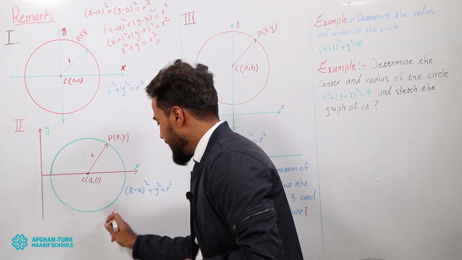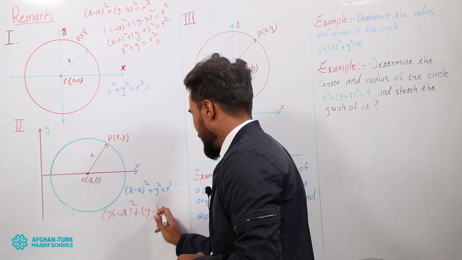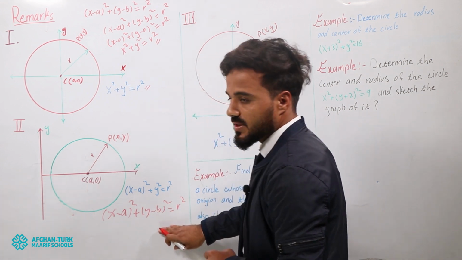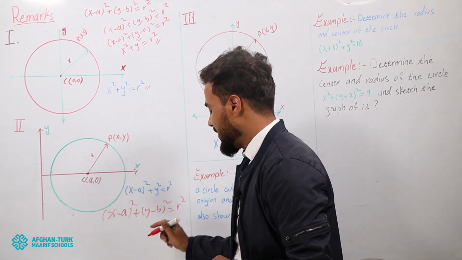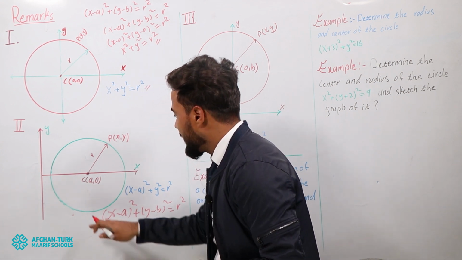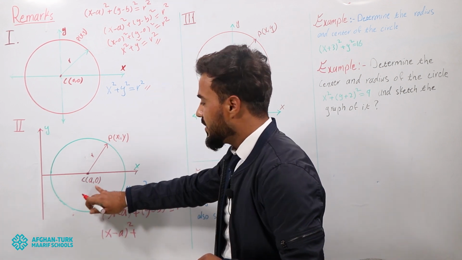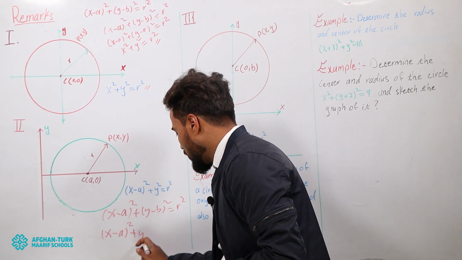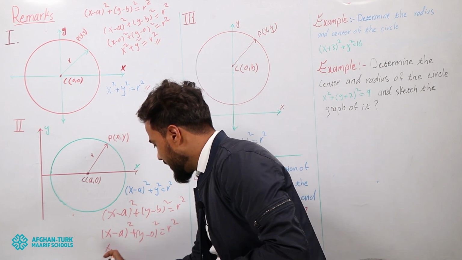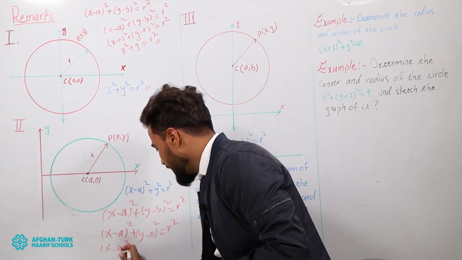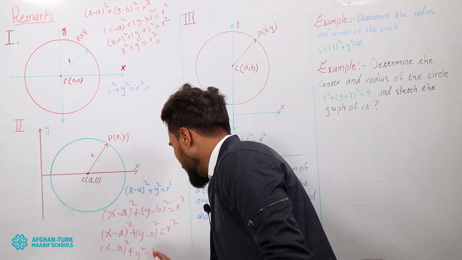We can write it like this: (x minus a) squared plus (y minus b) squared is equal to r squared. This is our standard equation. Now I'm going to put the values of a and b in here. So x minus a, we keep a here, squared plus, b is 0 here, so we can write (y minus 0) squared is equal to r squared. So (x minus a) squared plus y squared is equal to r squared.